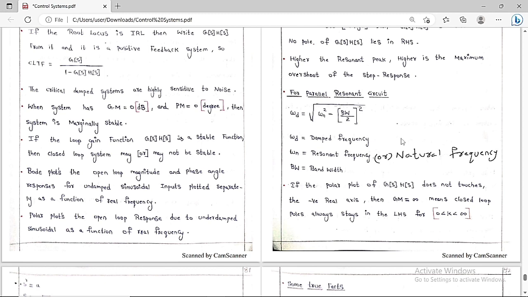So finally, I can say that whenever you draw the polar plot of the open loop transfer function, and if this polar plot does not touch the negative real axis, then the gain margin is infinity. It indicates that all the closed loop poles lie in the left half of the S plane for all ranges of k. So the system is stable.